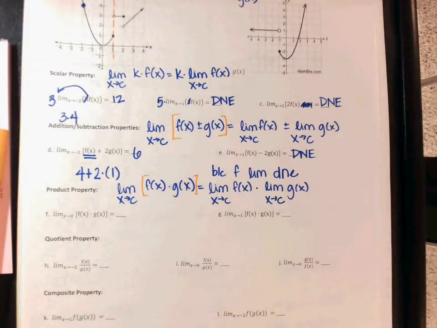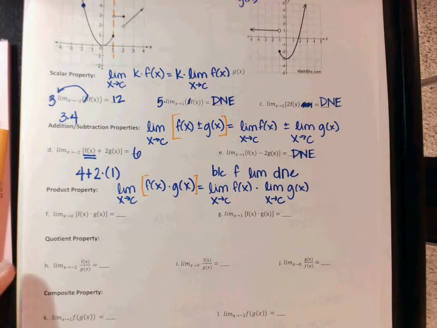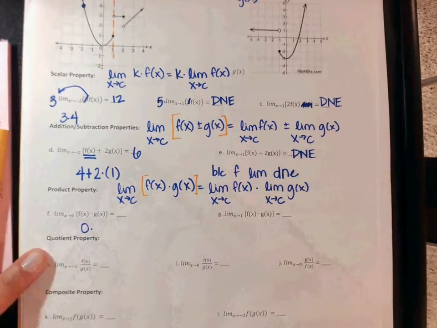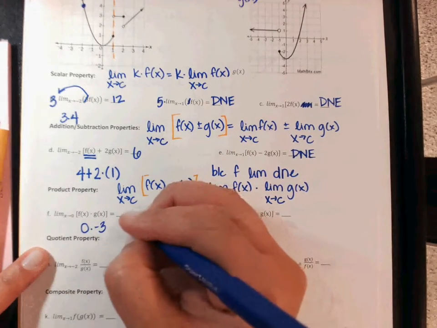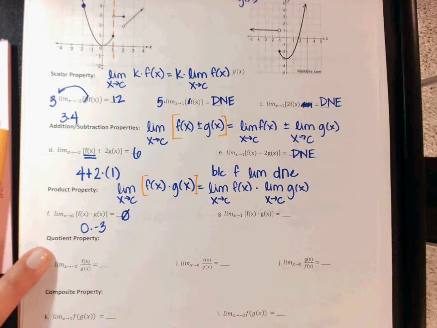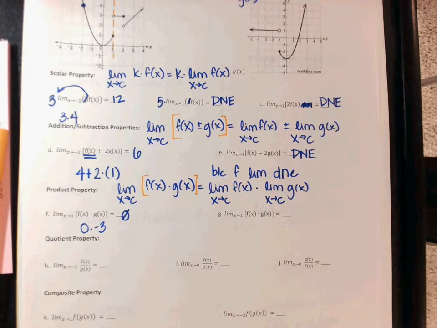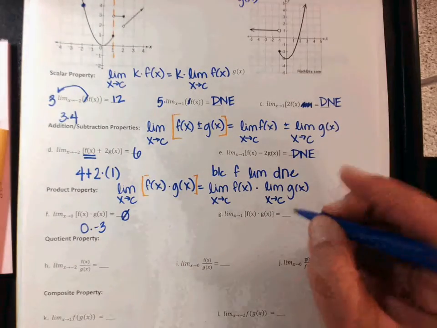Okay, as f approaches 0, what's your y value? What about g at 0? Negative 3, multiply those together? 0, very good. Okay, next one, f and g are multiplied, x is approaching 1. What is the limit for f as x approaches 1?